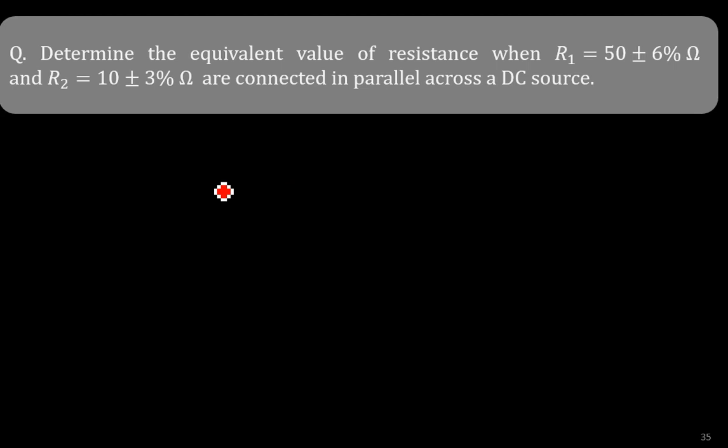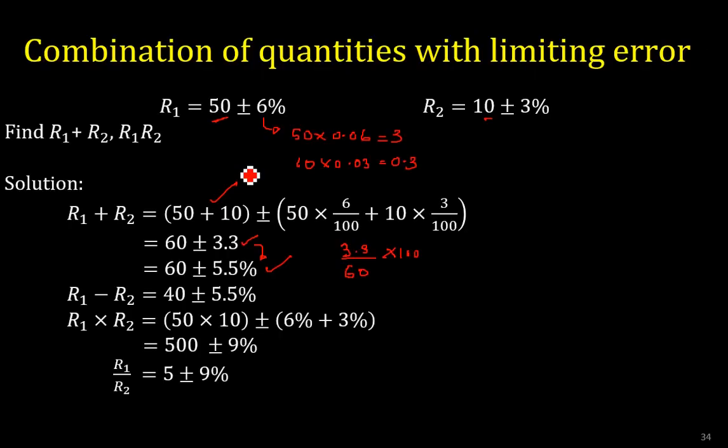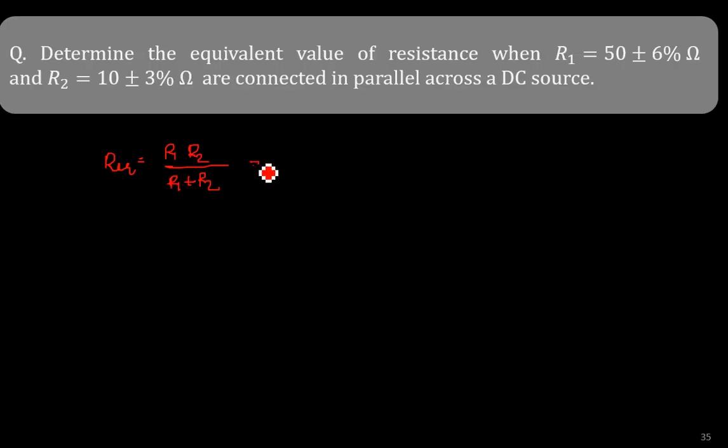Now you have to find out the equivalent resistance of these two resistors when connected in parallel across a DC source. The R equivalent is R1 R2 by R1 plus R2. R1 R2 is already established here, so that is 500 plus or minus 9%. And what is R1 plus R2? That is 60 plus or minus 5.5%. So this we have already calculated.